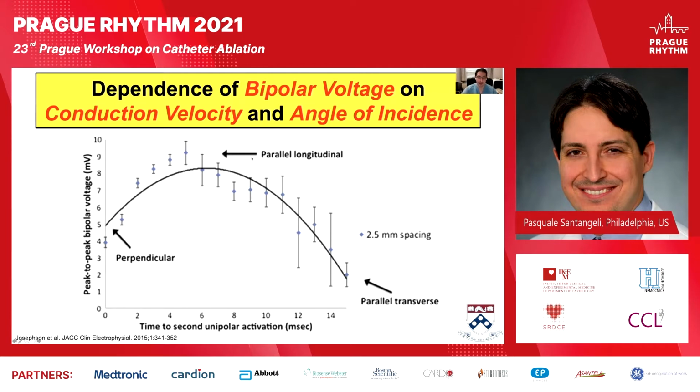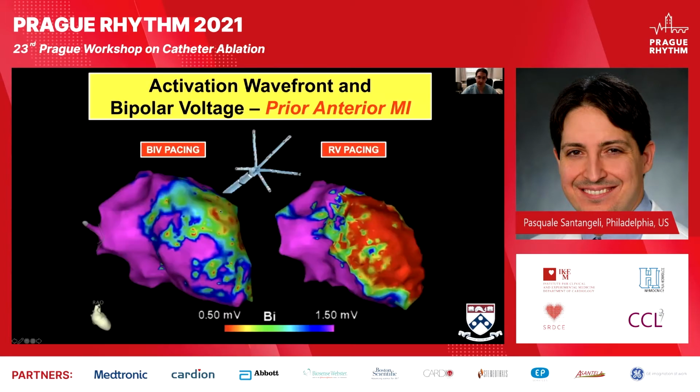If you put the catheter parallel to the wall and aligned with the longitudinal fiber orientation, the activation is rapid and the voltage increases. Finally, if you have the catheter parallel but perpendicular to the wavefront, which is the most rightward part of the graph here, you will have abnormally slow conduction because of anisotropy, and the voltage will be reduced. So this has nothing to do with the tissue. The tissue, the record, is the same, but the voltage varies depending on the angle of incidence.